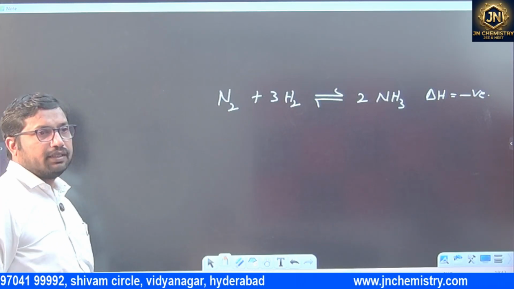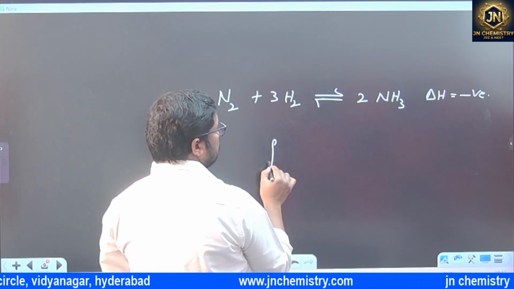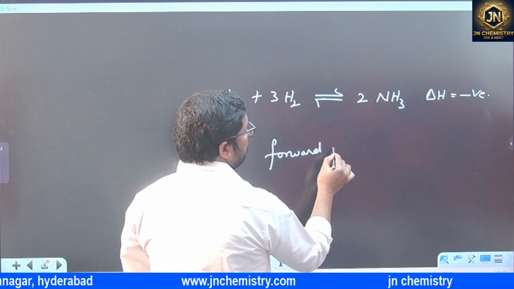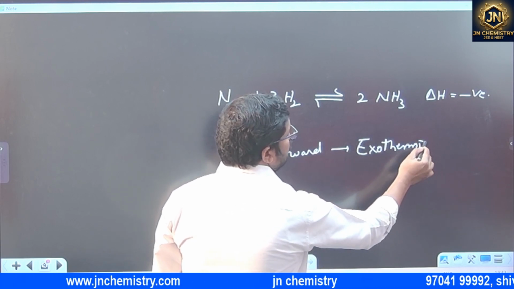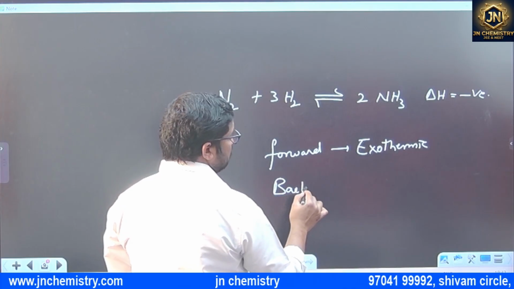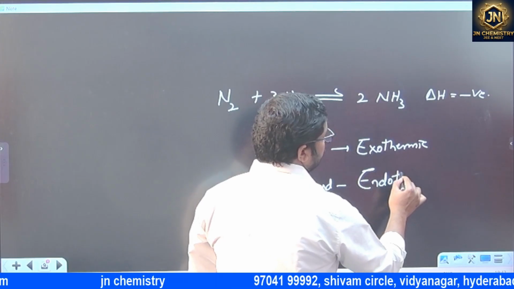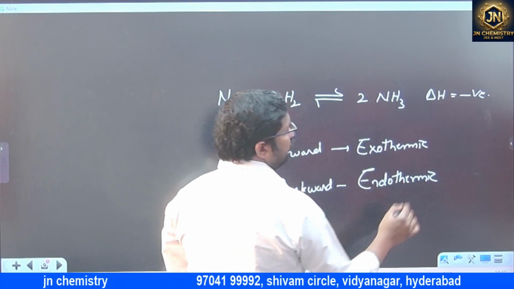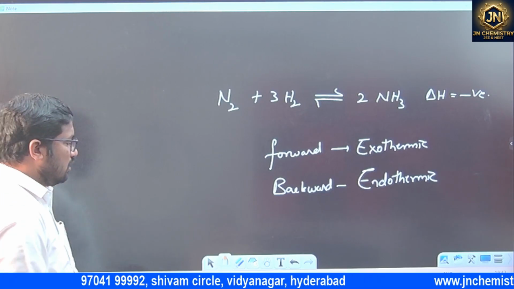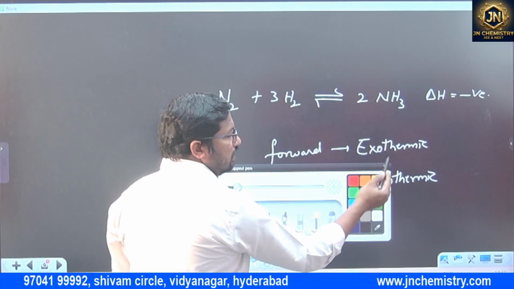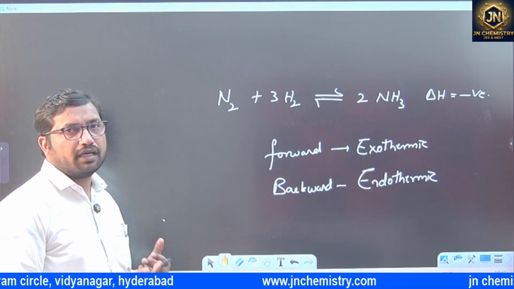Delta H is negative, right? So what does that mean? The forward reaction is what? Exothermic. The backward reaction? Endothermic. Backward reaction is endothermic. Exothermic, endothermic. Exothermic means it is liberating. Endothermic means it is taking or absorbing.